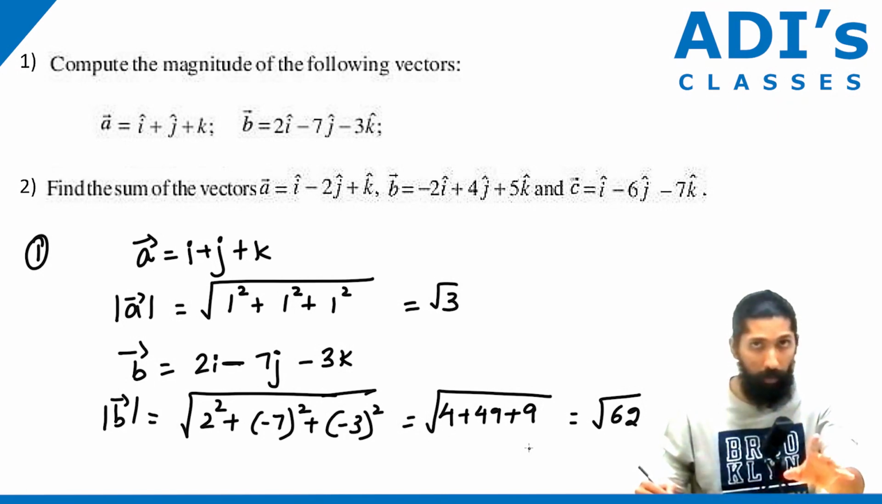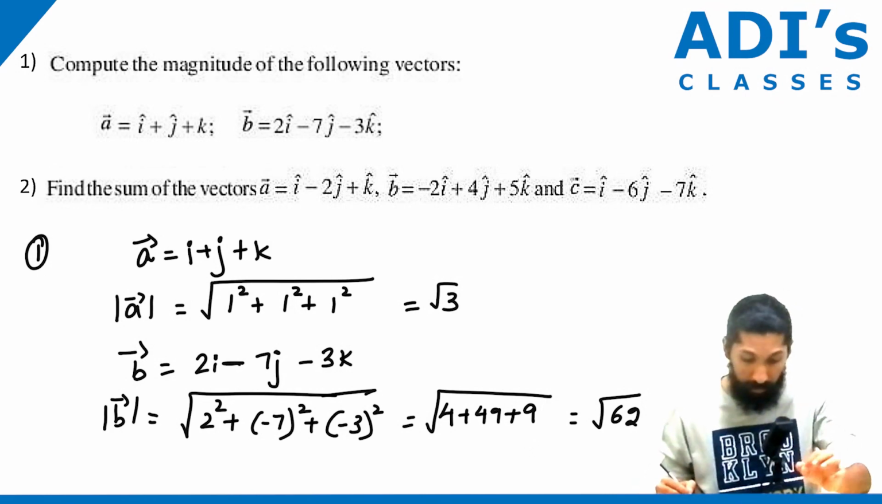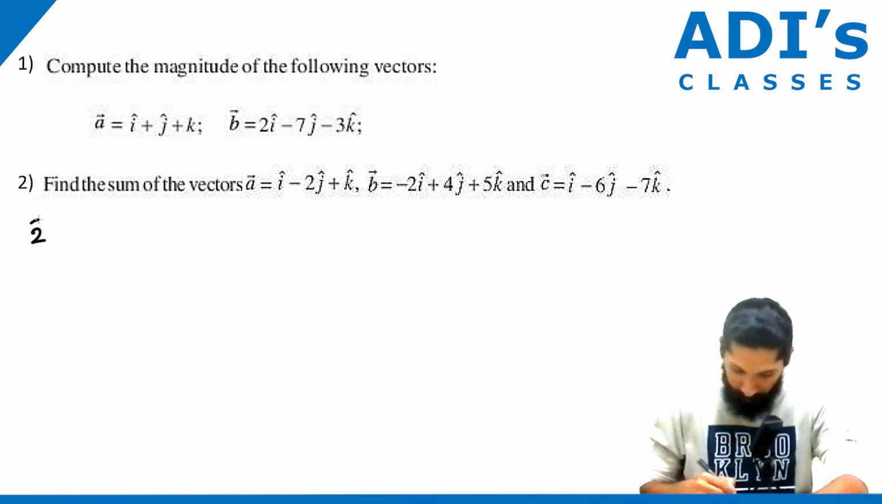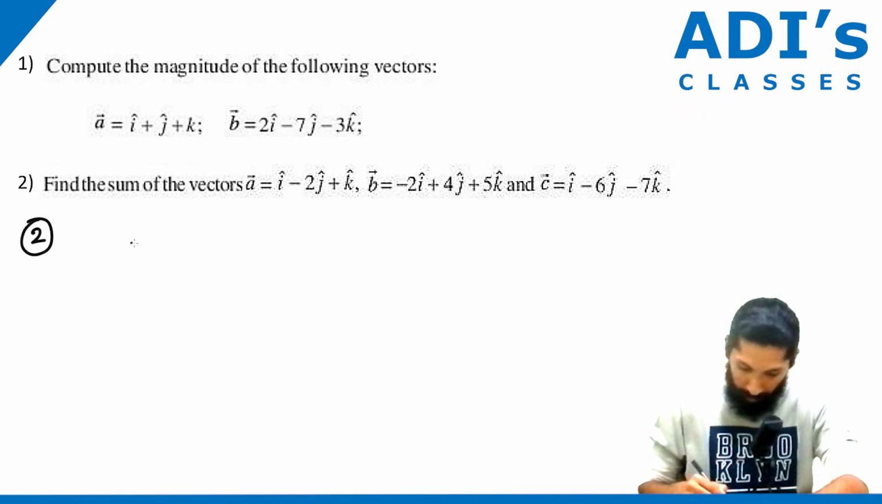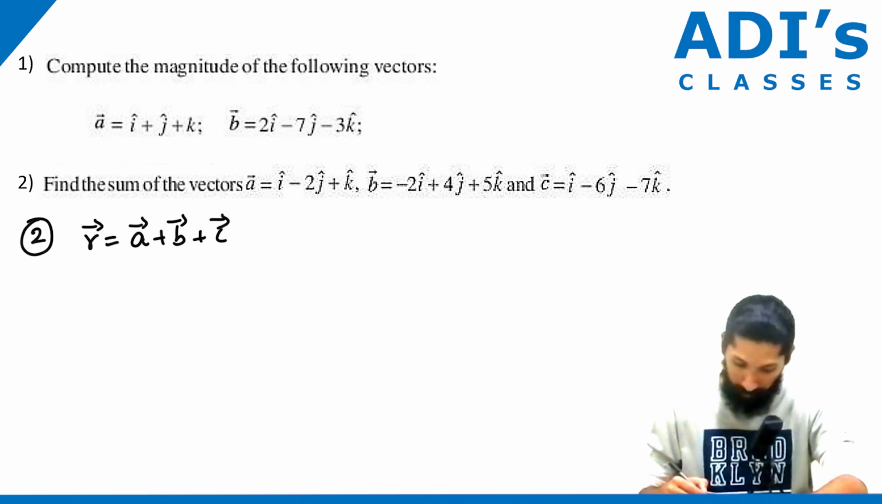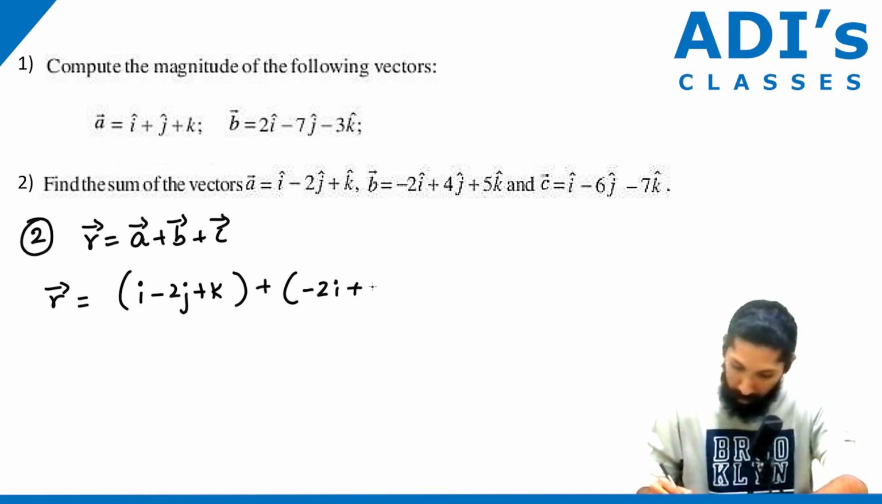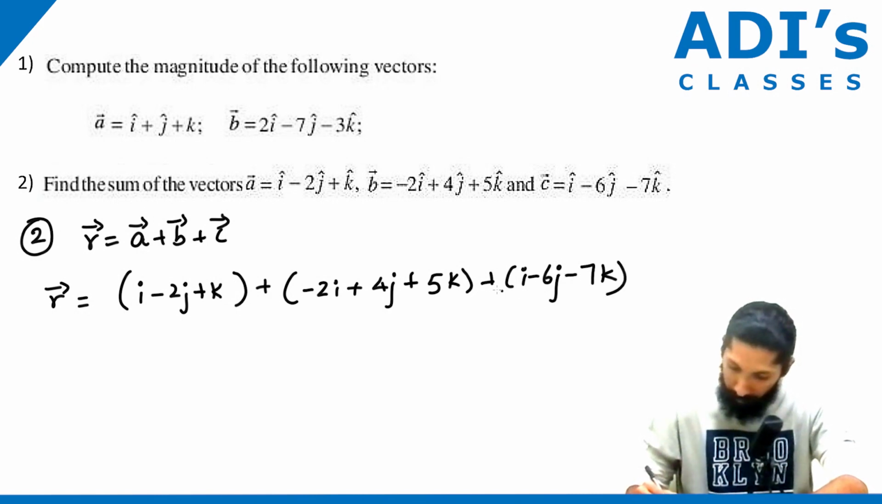Clear? Now the next one, we'll look into the second one. See, the sum of the vectors you have to calculate now. Correct? For the sum of the vectors, they're asking you the sum A plus B plus C. Let's call this R, the resultant vector, sum of all the three. So vector R is equal to A, which is i minus 2j plus k, plus minus 2i plus 4j plus 5k plus i minus 6j minus 7k.